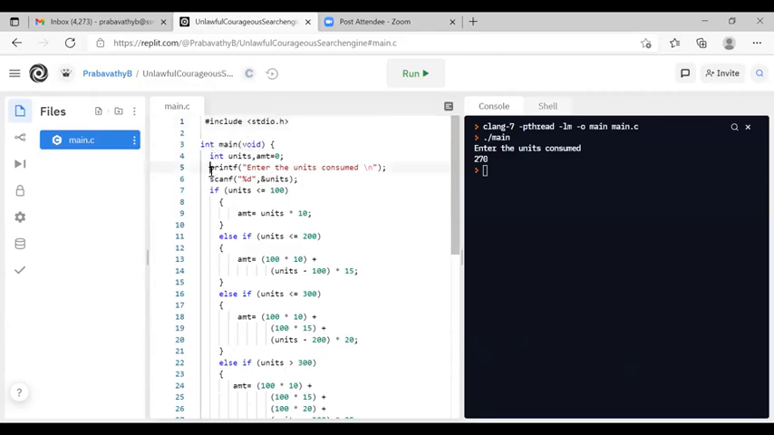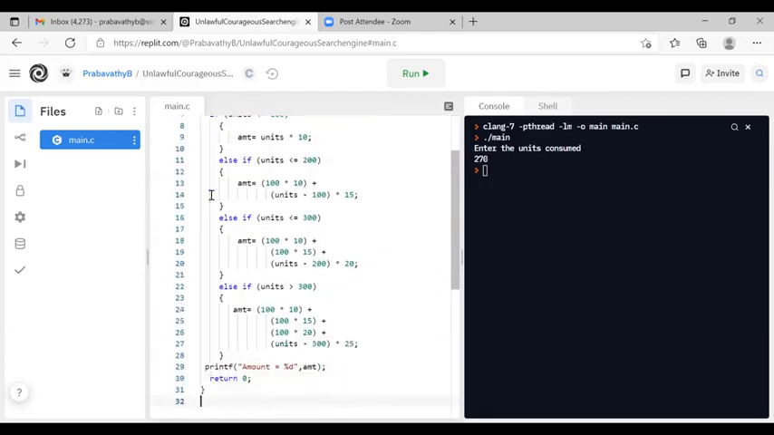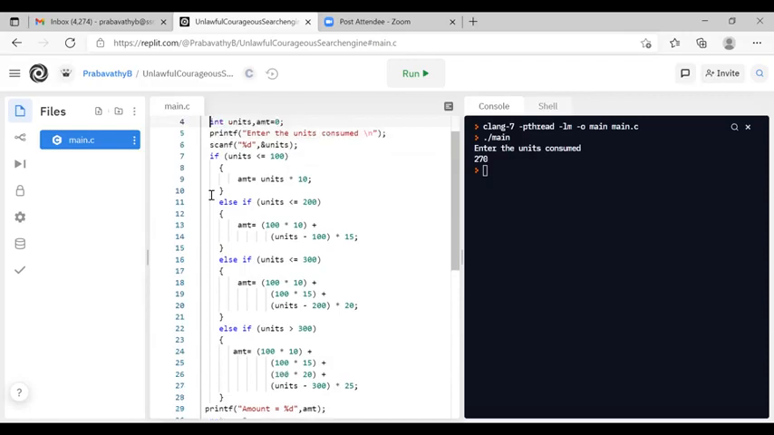Okay, fine. So if you look at the fifth and sixth statements, these are used for getting the input, and these statements are if statements. The 29th statement is used to print the amount. In between that, you have the logic. If the units is less than or equal to 100, then the amount calculation is this way. And if this condition is not satisfied, then the next condition is going to be checked. What condition? Units less than or equal to 200 is going to be checked.